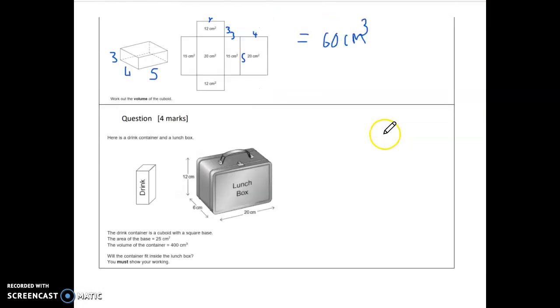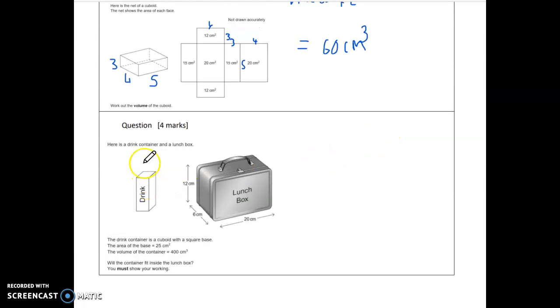Alright, so yeah, last question. So here's a drink container and a lunchbox. So the drink container is a cuboid with a square base. The area of the base is 25 centimeters squared. The volume of the container is 400 centimeter cubed. Will the container fit inside the lunchbox?